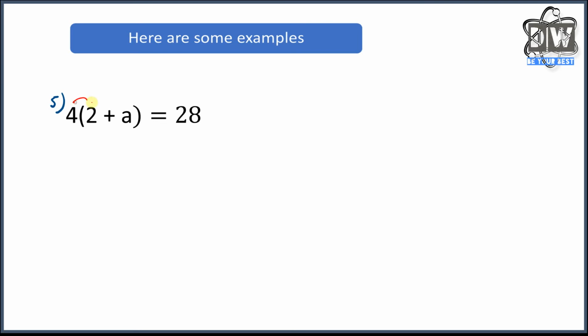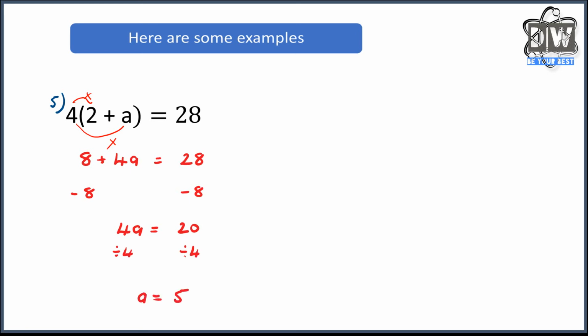So first step is to multiply out of our brackets. So we end up with 8 plus 4a equals 28. The next thing is to subtract 8 away from both sides. So we end up with 4a equals 20. Divide both sides by 4. A equals 5. Bang that back in, can't we? So we've got 7 times by 4 gives us the 28.